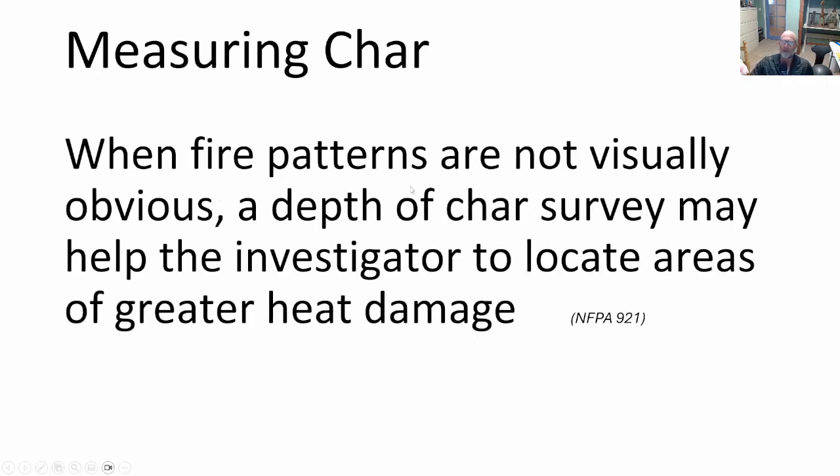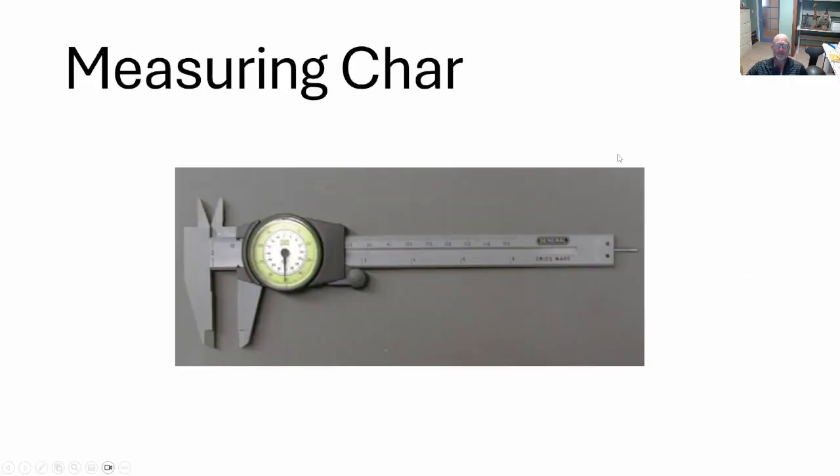So when fire patterns are not visually obvious, you can use depth of char in terms of a survey, almost a map, to help identify where that origin occurred. Now this is a caliper. It's a standard caliper used for these kinds of analyses, and there's a probe on the back end that allows you to probe into the char. Char is kind of weak. You can actually penetrate it by applying a little bit of pressure with a probe pole.